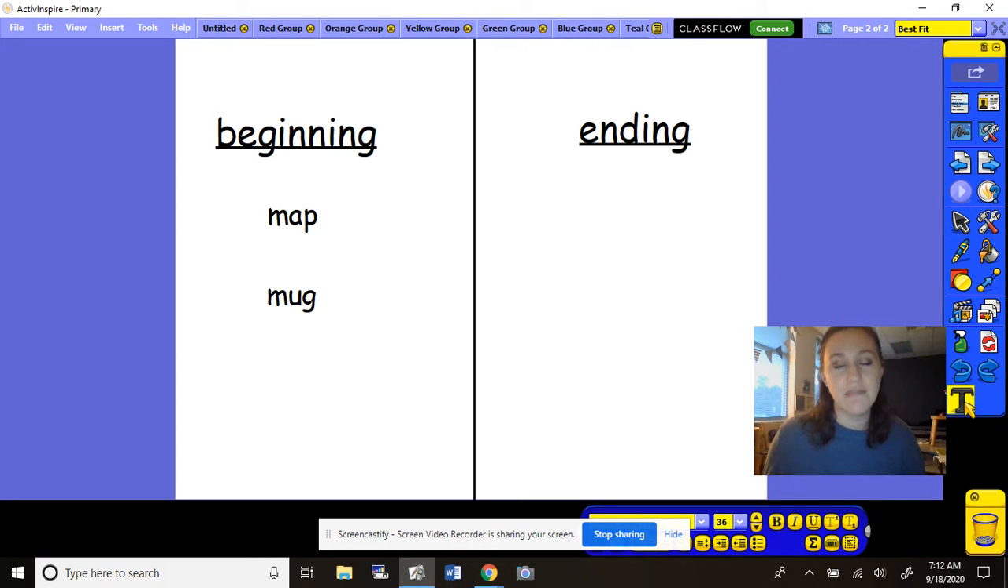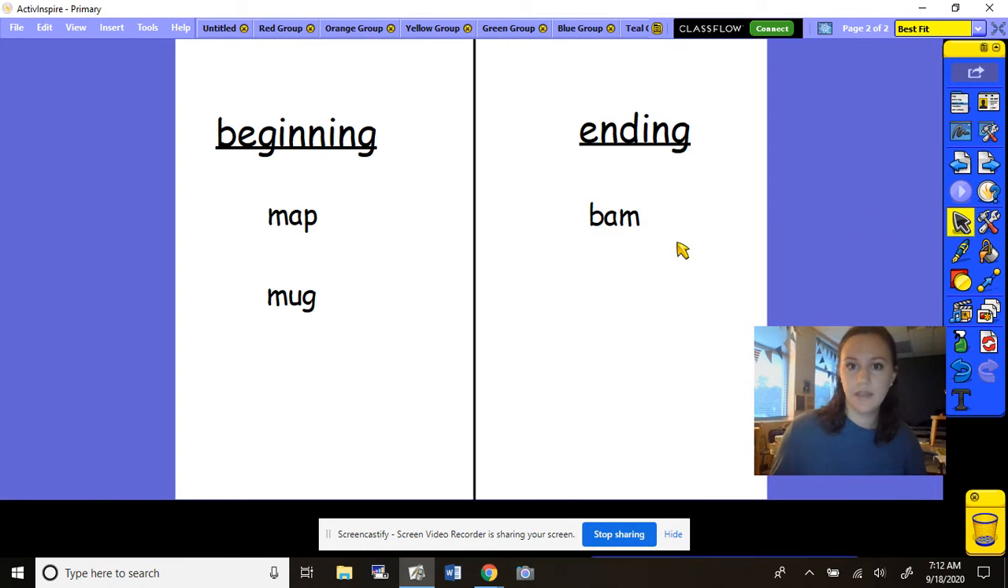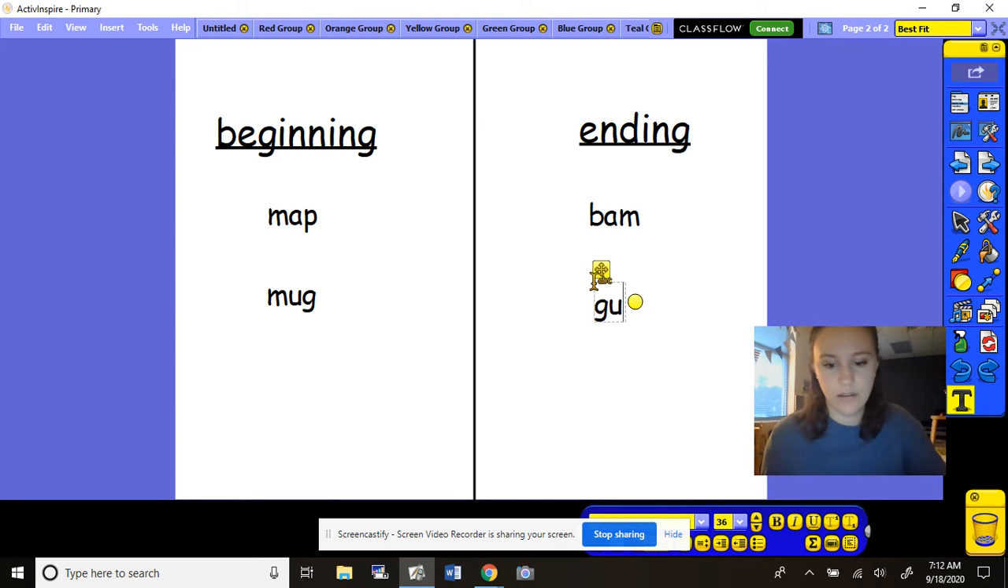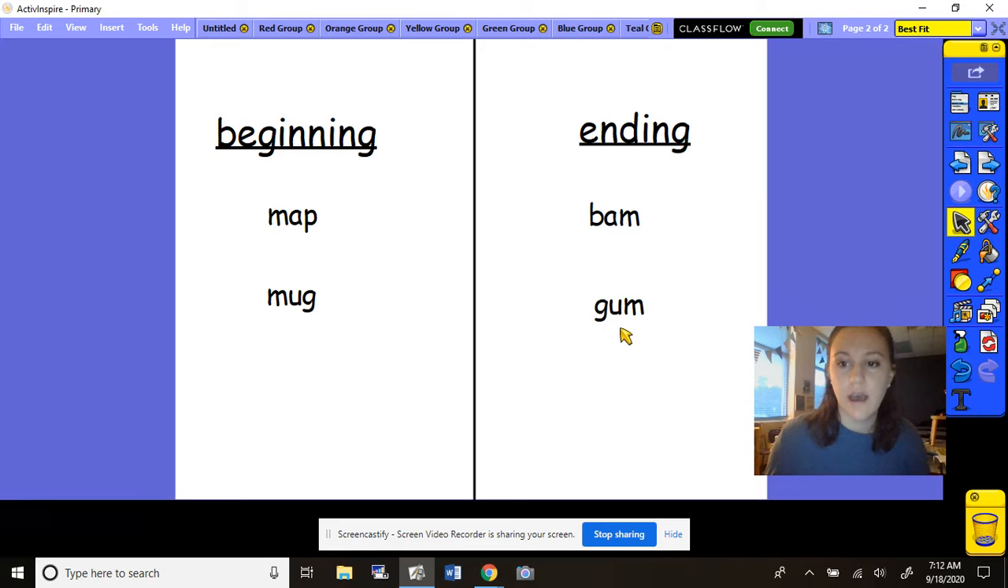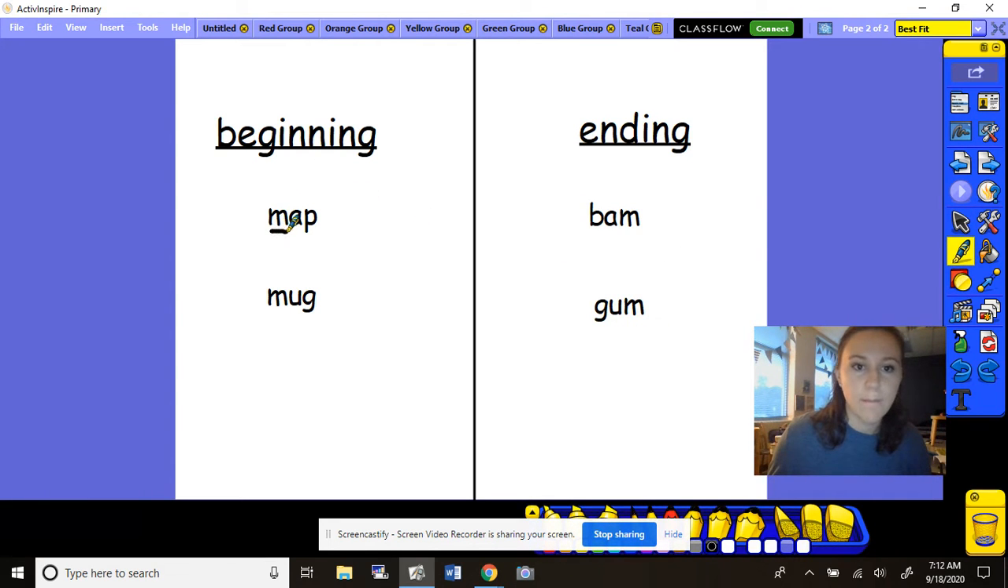But the letter M sound can also come at the end of words, like this word. This has b, am, bam. You hear the mm at the end, bam. And then we have this word, gum. So over here we have map and mug for the beginning sound, and then over here we have bam, gum, and M is the ending.